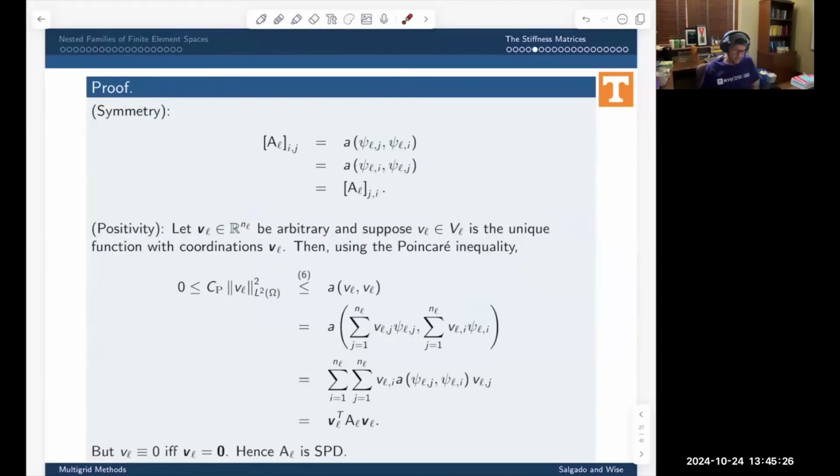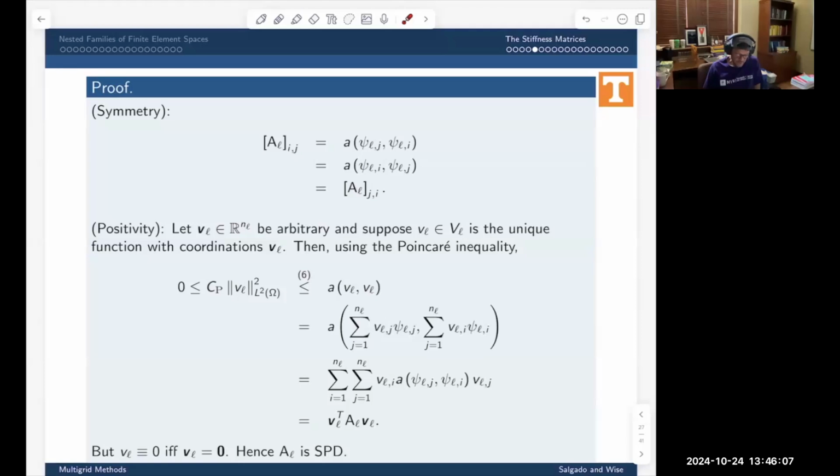All right, so we have 3 steps to prove: symmetry, positivity, and then the Galerkin condition. So let's try symmetry first. Symmetry is quite easy, actually. It follows just by the definition. So A_L,ij, that's by definition just this, but this bilinear form is symmetric. It doesn't matter where we put the basis functions, they can be interchanged. And so once we get to this stage, we see that that's just A_L,ji. So we can freely interchange the i and j coordinates, no problem. So that proves symmetry.